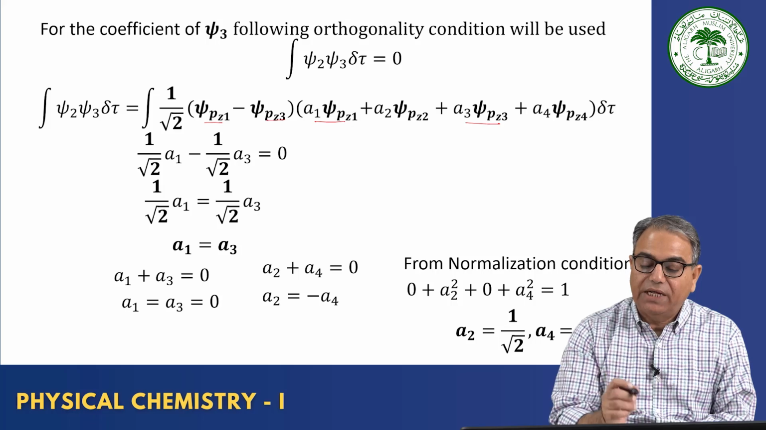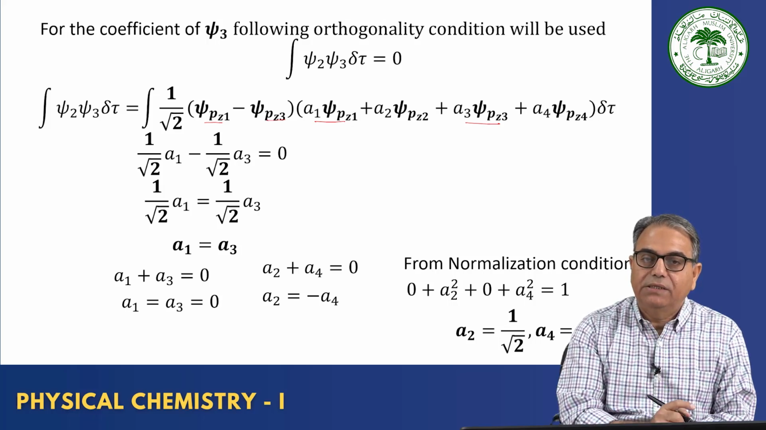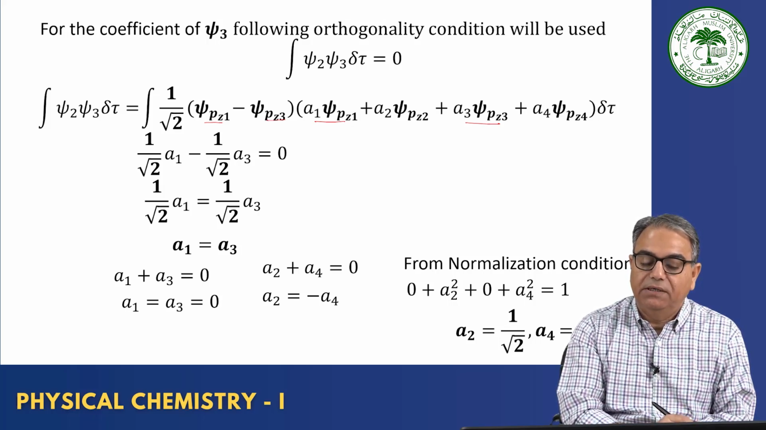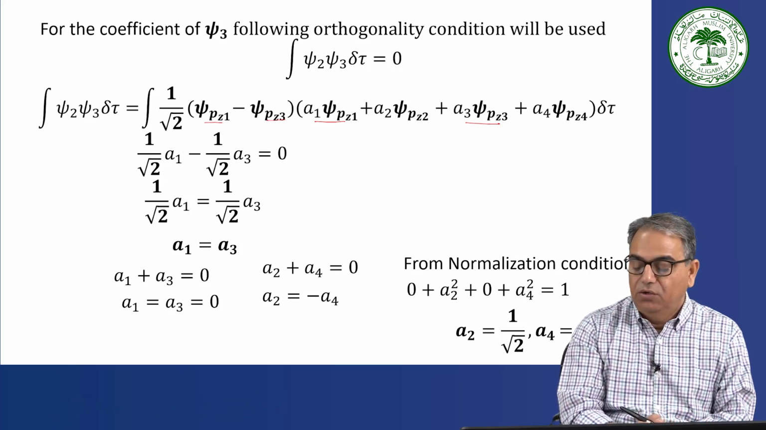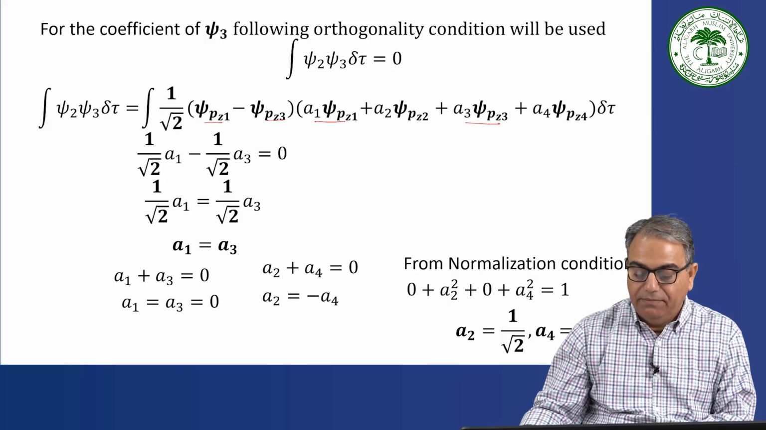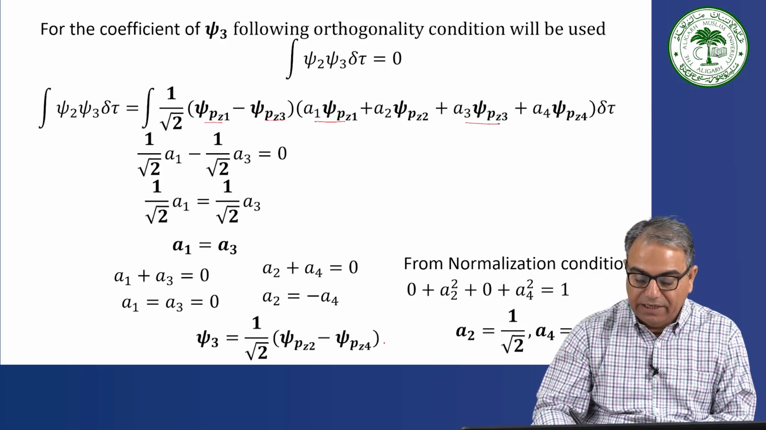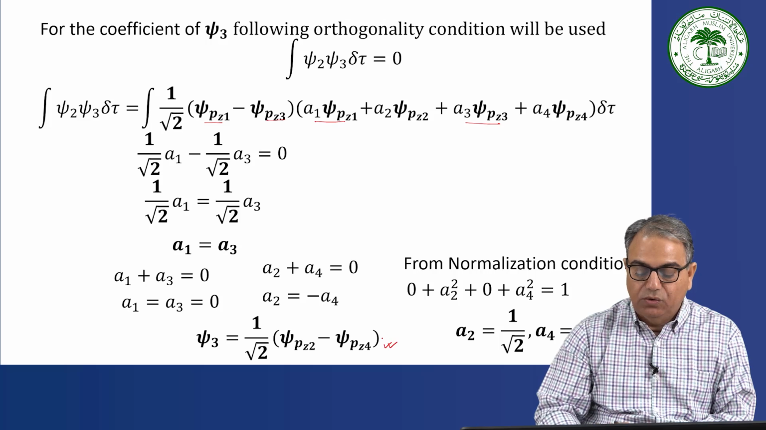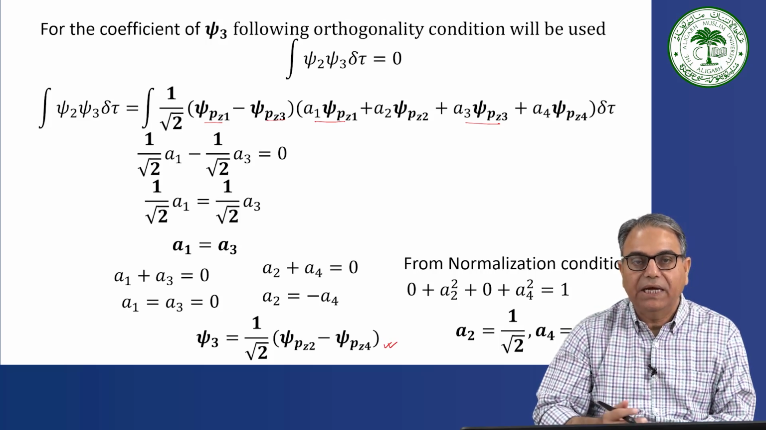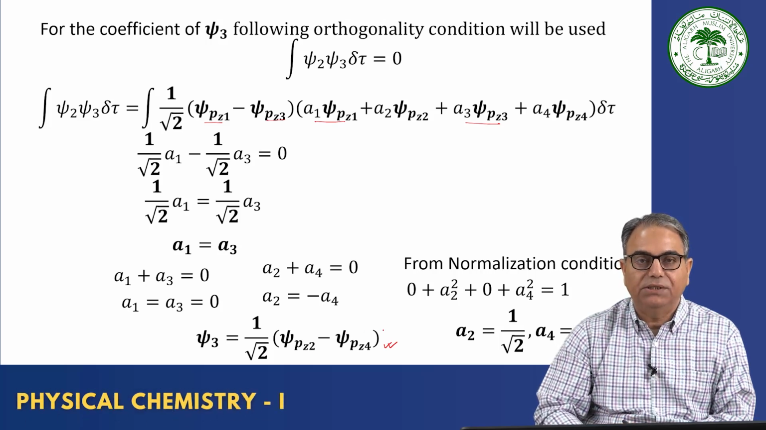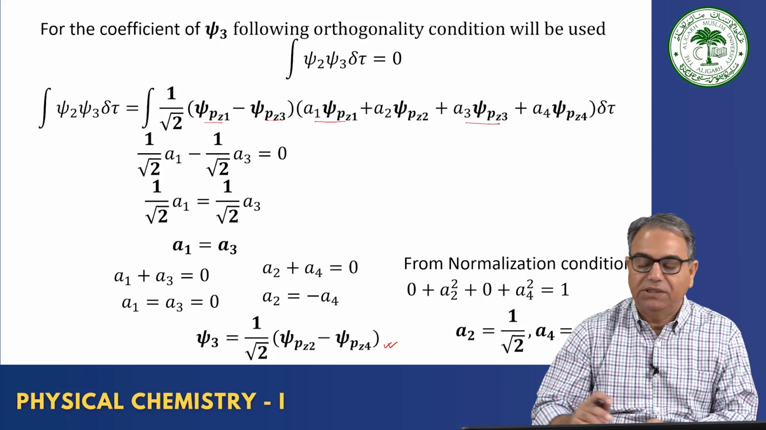So for psi 2 and psi 3, only two orbitals will participate. In the case of psi 2, orbitals 1 and 3 have participated. In the case of psi 3, orbitals 2 and 4 will participate, and the normalized eigenfunction I will write is 1 by root 2 (psi pz2 minus psi pz4). In contrast to psi 2, where I have written 1 by root 2 (psi pz1 minus psi pz3). So pz1 and pz3 were there in psi 2, and in the case of psi 3 you have psi pz2 and psi pz4. Okay. This is how we differentiate the different molecular orbitals.